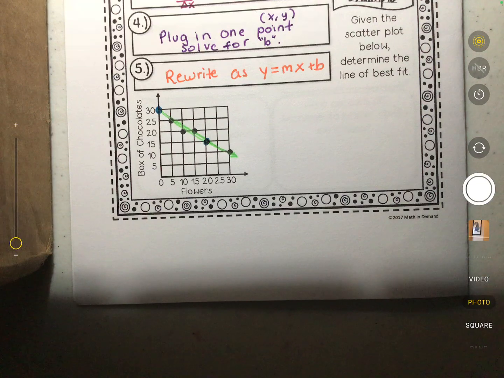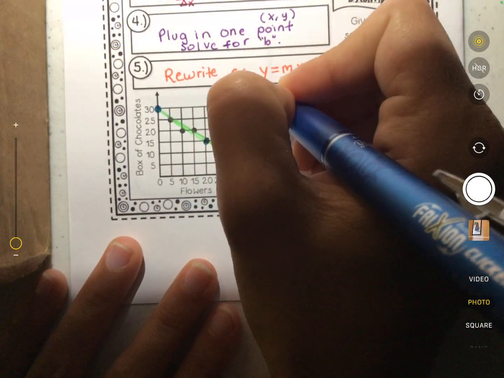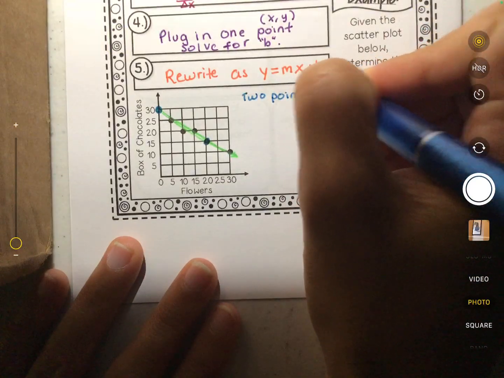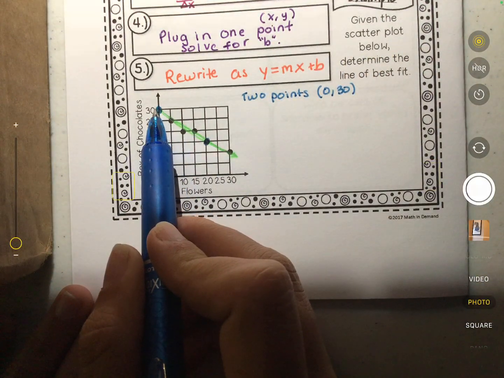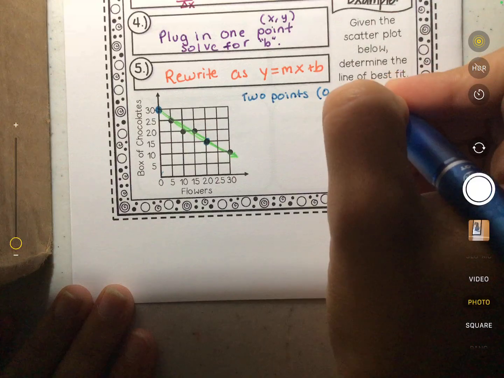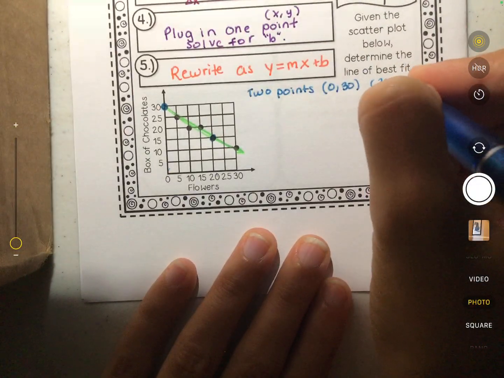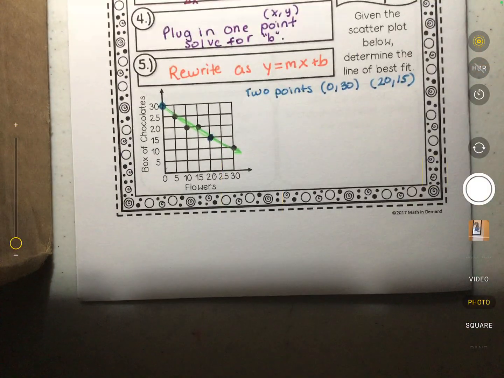All right, so my 2 points for my step 2 are 0, 30. So remember, x is 0, y is 30. And then my other one is going to be 20, 15. X is 20, y is 15. How are we doing? Any questions yet? Are we okay?